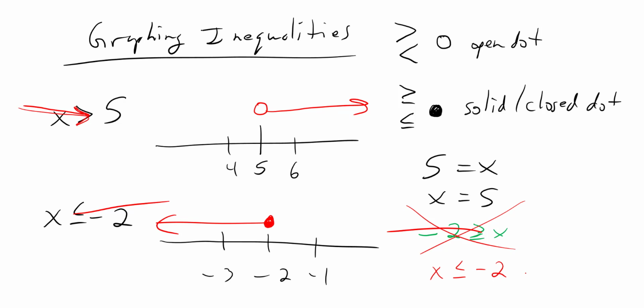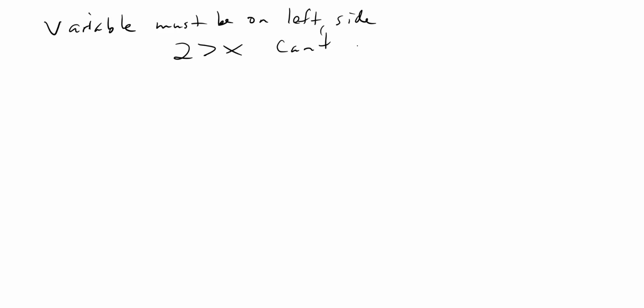Okay, that variable has to be on the left-hand side. Super, super important. Okay, all right, so let me write that out here again. I think it's important. So variable must be on the left side. Okay, so again, if I said 2 is greater than x, you really can't graph that. You got to say x is less than 2. See, it's pointing to the x. When you rewrite it, it better be pointing to the x. That you can graph. Okay, so that's graphing.